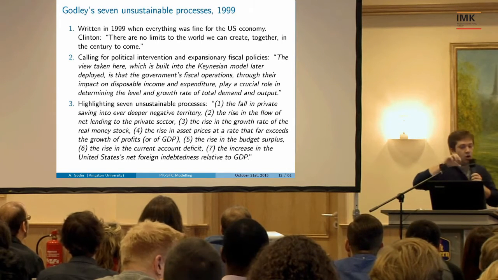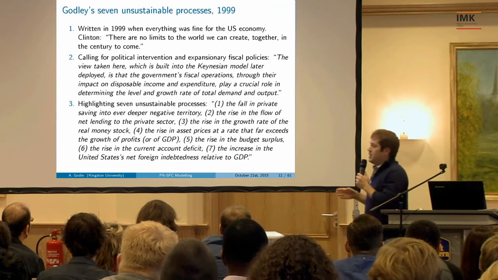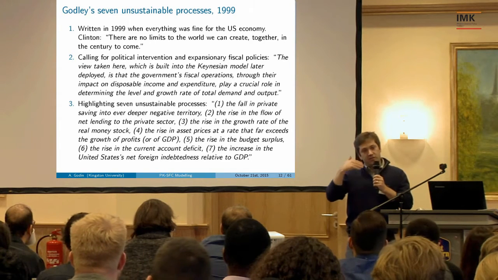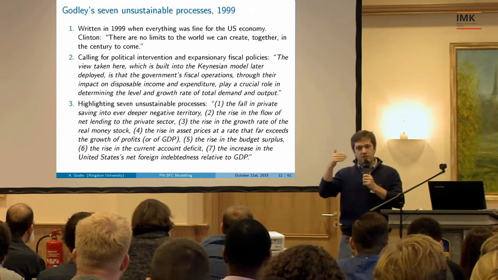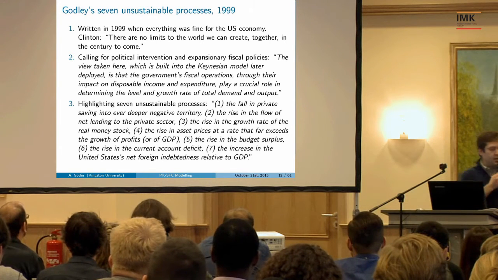Now, he's calling for political intervention and basically expansionary fiscal policies. He's saying we need the government to intervene here and to make sure that the processes we are seeing are not unsustainable in the long run. We need the government to do something about it. And, sorry.